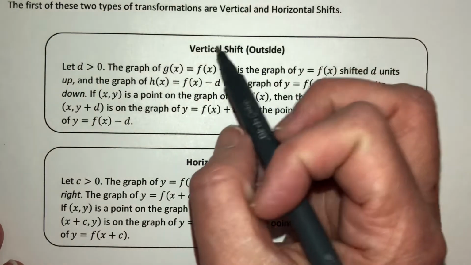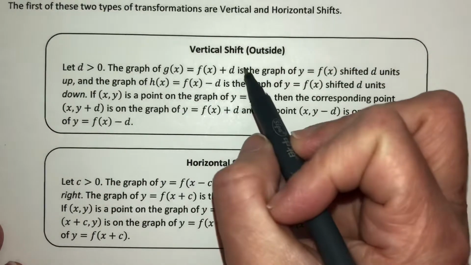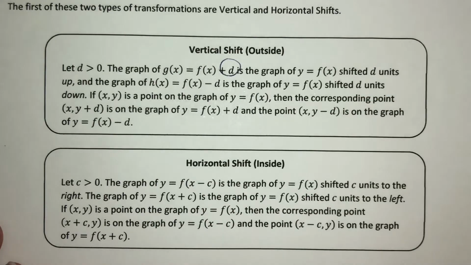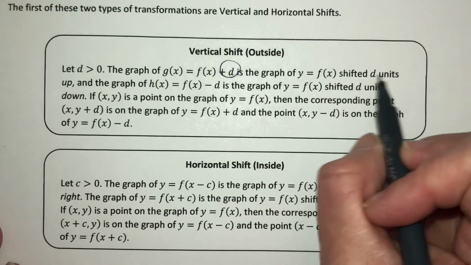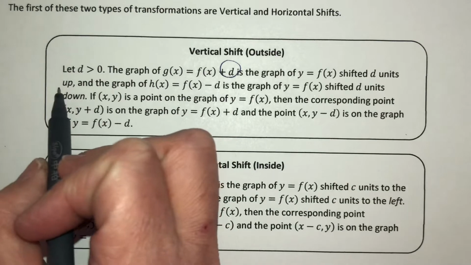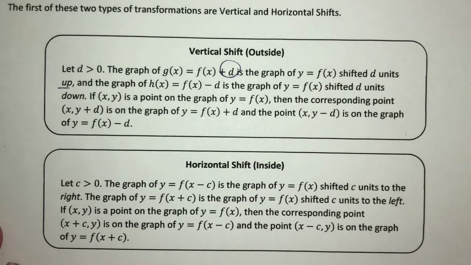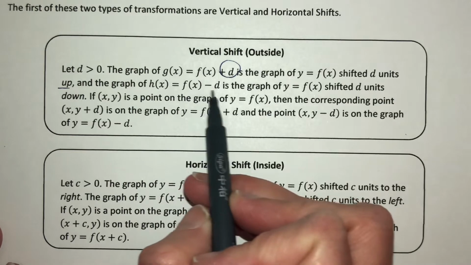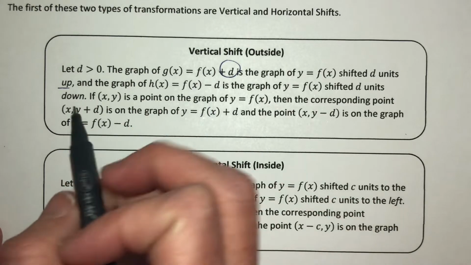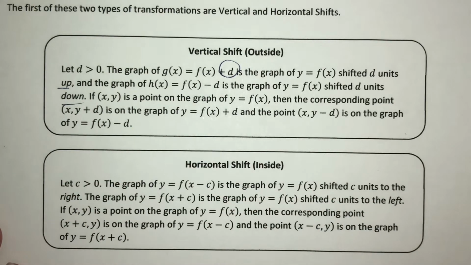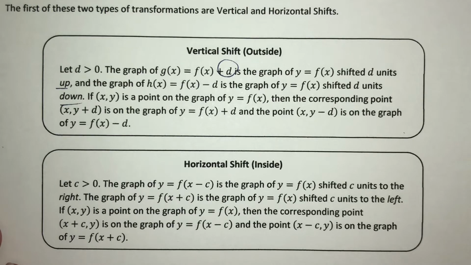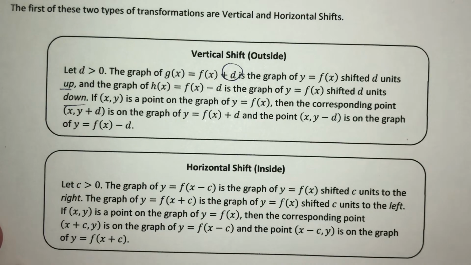Okay, so right here, we are adding D, and if you're adding D, you go D units, whatever that number is, up. So if you're adding, you go up. And if you are subtracting, you're going to go down by that same number of units. Vertical shifts make perfect sense. It's probably what you would hope it would be.